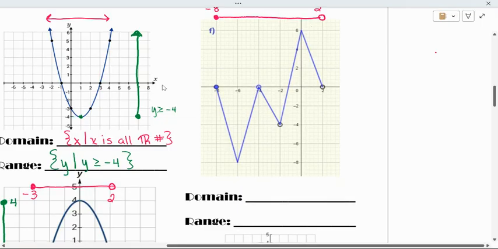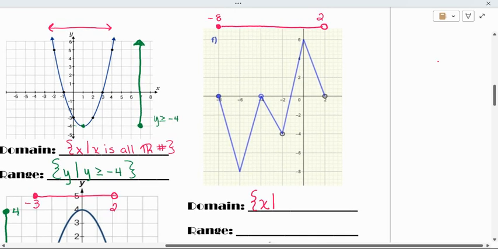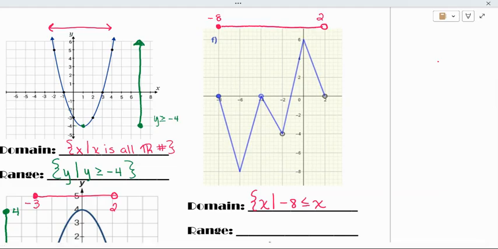So Kenna, let's write it. The domain. So set bracket, x, all the values of the domain, such that, what are we going to write for our inequality? Smallest number first. -8. And because it's a closed circle, are we going to use less than or less than or equal to? Good job. Less than or equal to x, and then the next number is a 2, and it has an open circle. So is that less than or equal to or just less than? Good job.